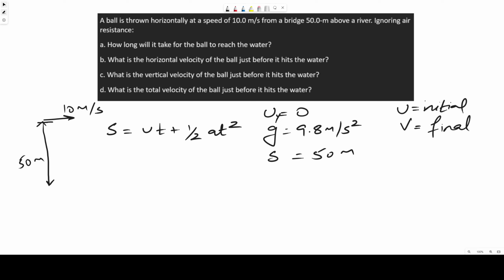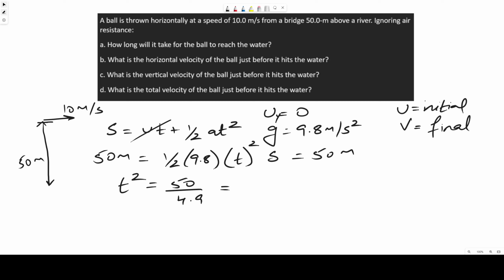Okay, so we know that u is 0, so the ut term you can just remove. So S, which is 50 meters, is going to be equal to half at squared. So half times 9.8 times t squared, which we have to find. Okay, and so just simplify this formula, t squared would be equal to 50 over 4.9. Let me just actually write that down properly. Take the square root on both sides, therefore t is equal to 3.2 seconds. Okay, so this is how long it'll take the ball to reach the water.